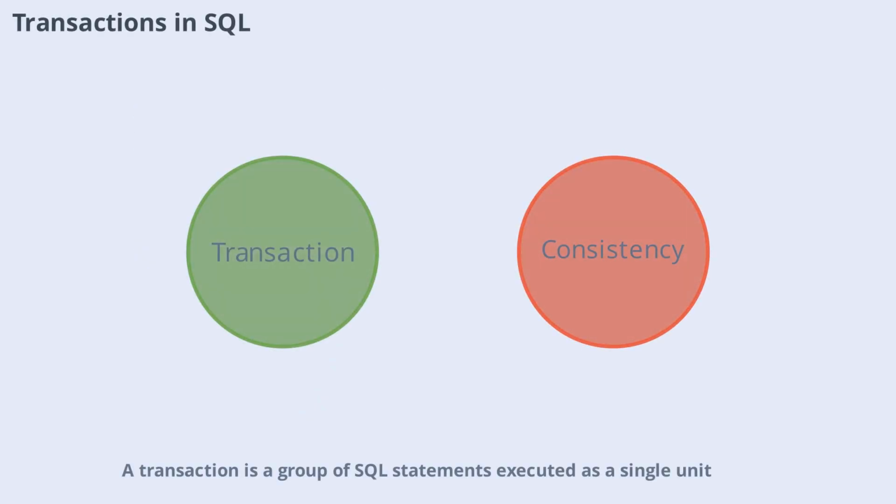A transaction is a group of SQL statements executed as a single unit. Transactions ensure that your database stays consistent, even if something goes wrong. For example, transferring money between accounts should either complete fully or not at all. Transactions are vital for reliability in multi-step operations.